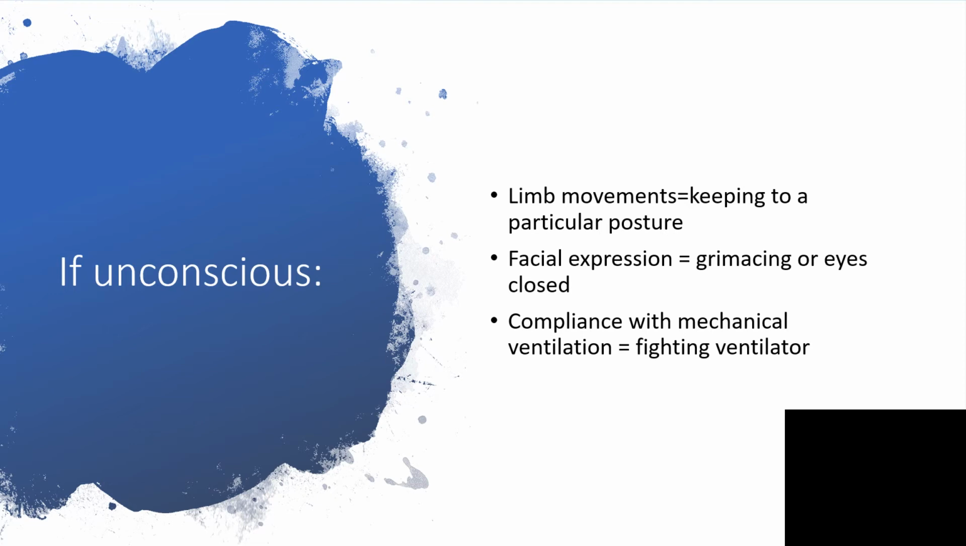If somebody is unconscious and is in pain, you're going to see limb movements, and the individual might keep to a particular posture because moving in the opposite direction might trigger the pain. That may be a sign in an unconscious patient that is in pain. Also, check the facial expression. Is he or she grimacing, or are the eyes tightly closed? Then you could be getting to the conclusion that he or she is in pain.